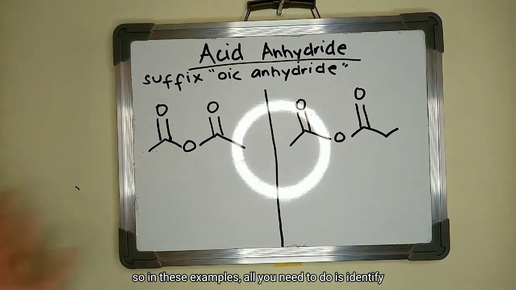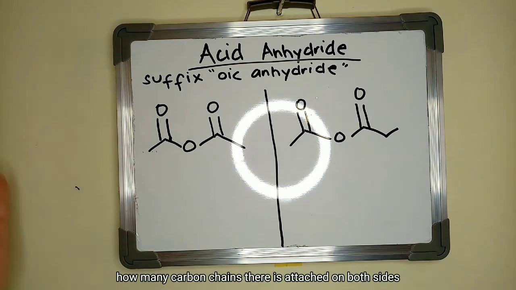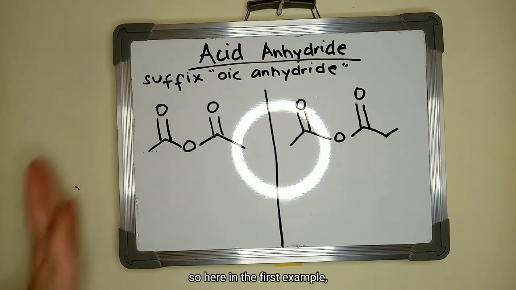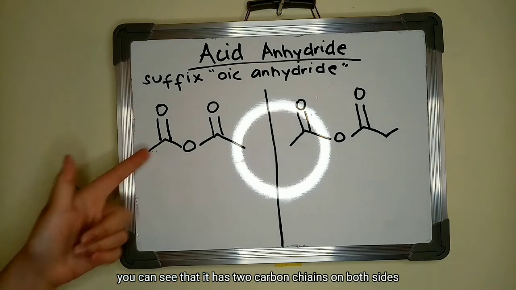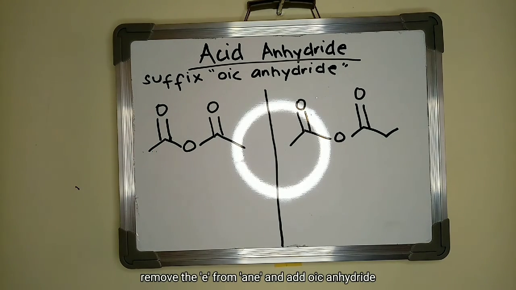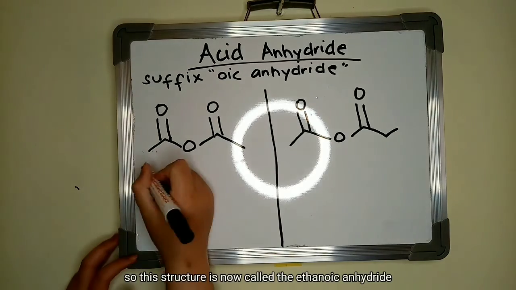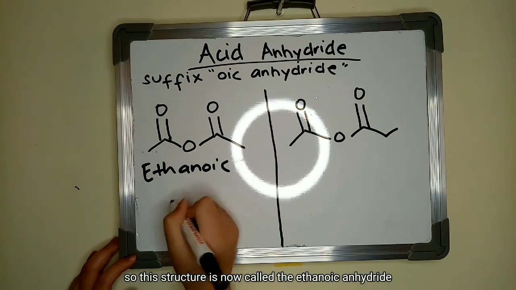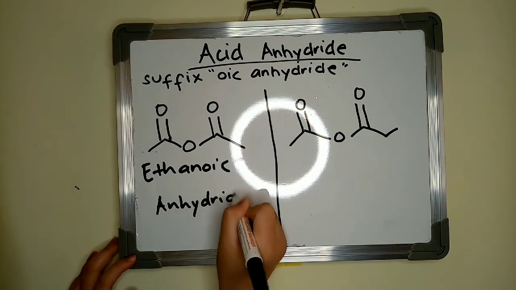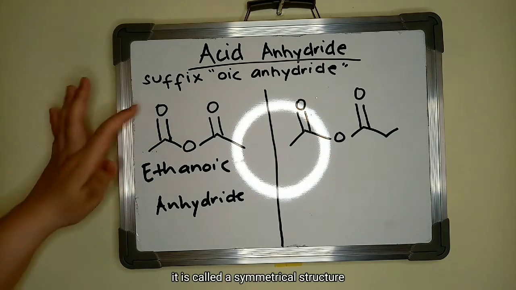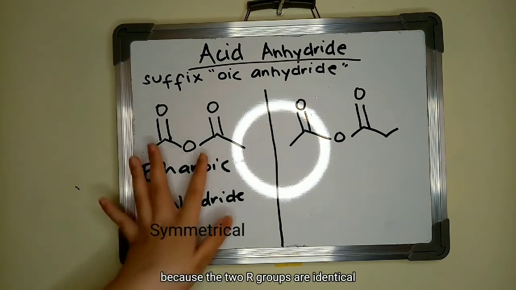So in these examples, all you need to do is identify how many carbons there are attached on both sides, then you add the suffix oic anhydride. So in the first example, you can see that it has 2 carbons on both sides, so it is ethane. Remove the E from ethane and add oic anhydride. So this structure is now called ethanoic anhydride. This structure right here, in principle, is called a symmetrical structure because the 2 R groups are identical.